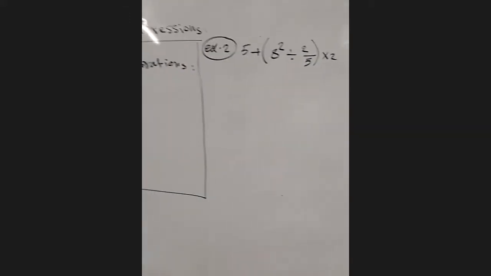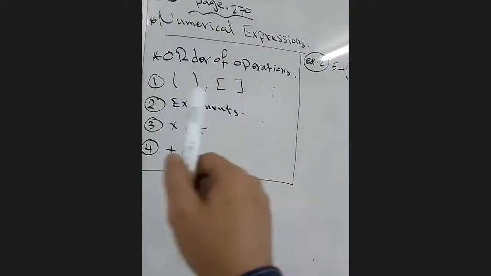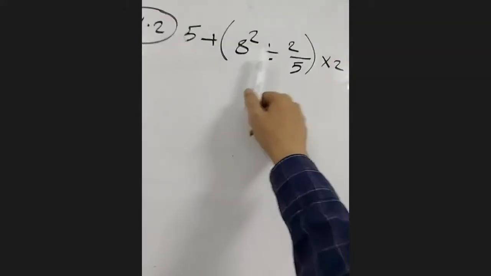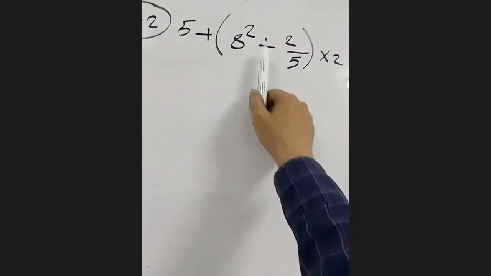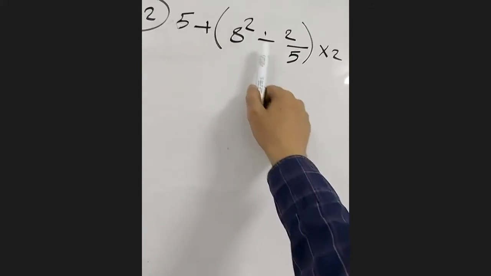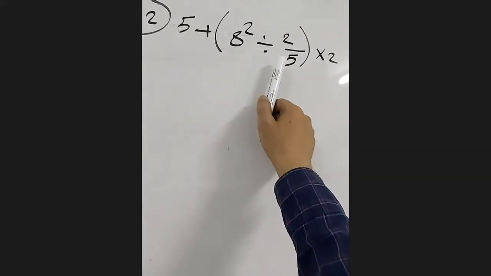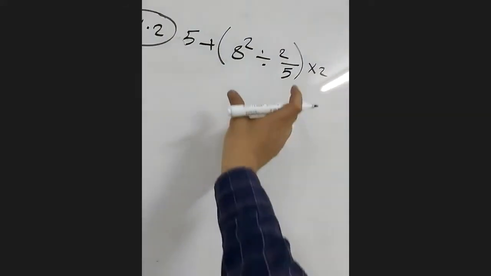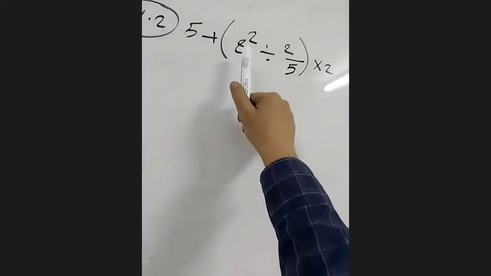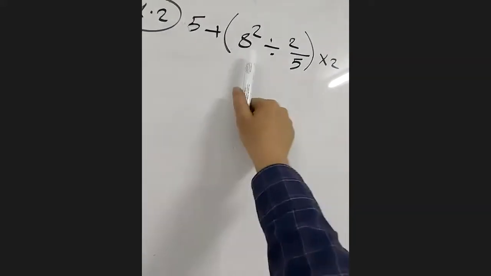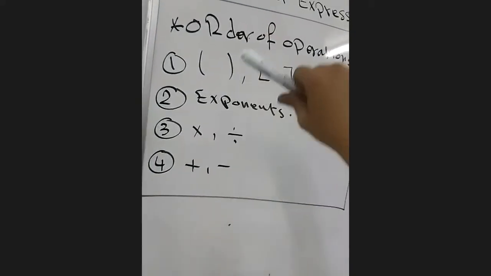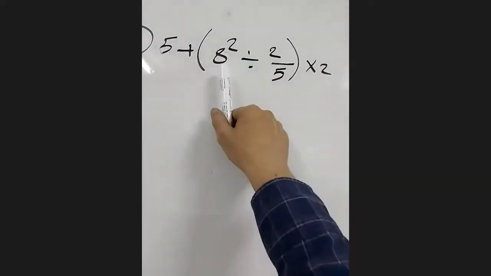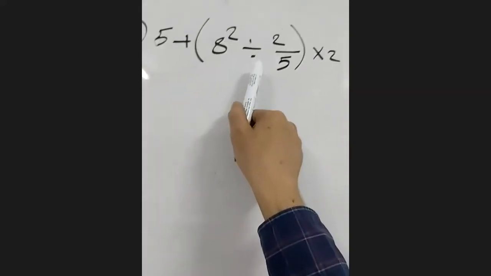Now, let's go back here. The first step is to do brackets or parentheses. I have parentheses here, but inside the parentheses, I have two operations. I have exponent and division. So I will start with the bracket, but inside the bracket, I have exponent and division. But in the order of operations, I have the exponent before the division. So the first thing I will do is the exponent, then the division, not the division, then the exponent.